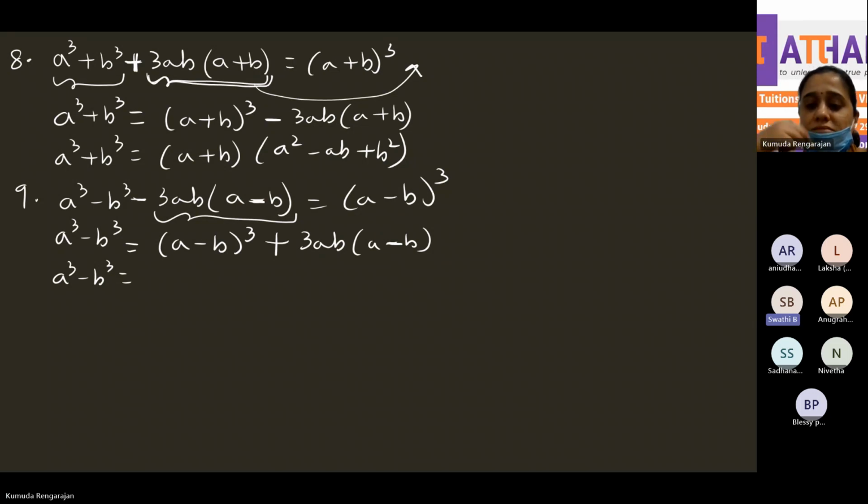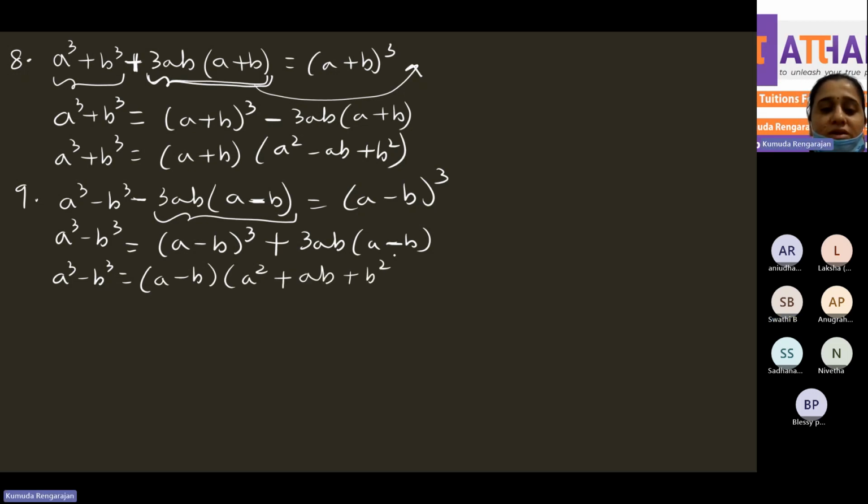A minus b into a square plus ab plus b square. Very good. A minus b into a square plus ab plus b square. Very good, Swati. Thank you. Yes. Is she right? I said very good, Swati, but I don't know.